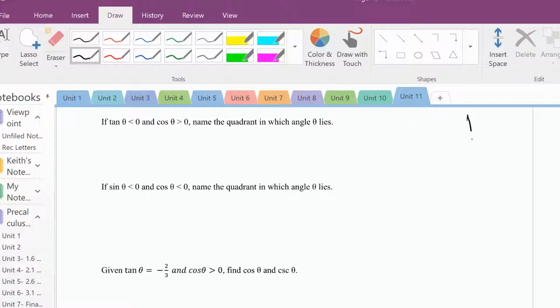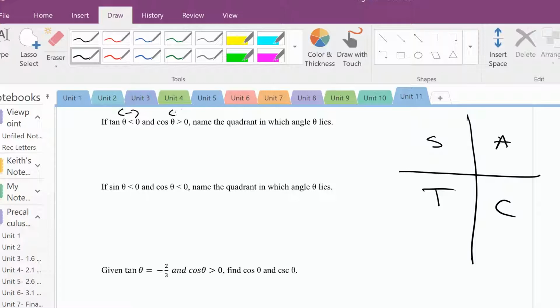Now remember, we talked about all-star trig class, and that's when the sine, cosine, tangent are positive in what quadrants. So if they're not positive, they're going to be negative. So here it says if tangent theta is less than 0, meaning negative, and cosine theta is positive, name the quadrant in which the angle lies. Well, the tangent is negative in the second and fourth. The cosine is positive in the first and fourth. So therefore, the angle lies in quadrant 4, because that's where it overlaps.